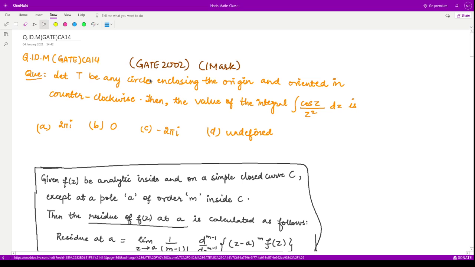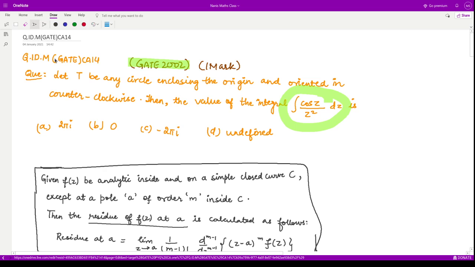In this video we shall see a question from GATE 2002 and it is of 1 mark. The question says, if T is any given circle which encloses the origin and it is oriented in counterclockwise direction, we need to determine the value of this particular integral.